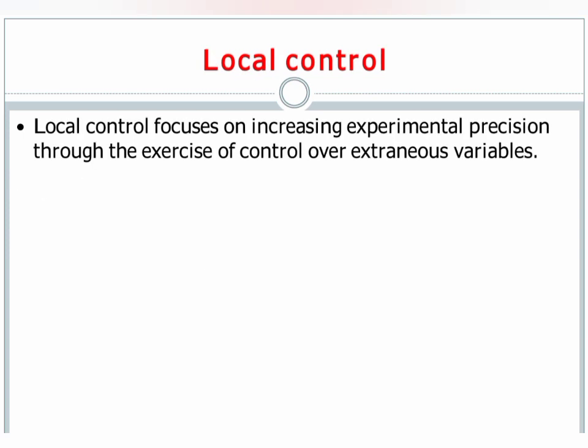Next one is local control. Local control focuses on increasing the experimental precision through the exercise of control over extraneous variables. That means it will control the effect of external variables on the experiment, and it increases the quality and accuracy of the experiment.